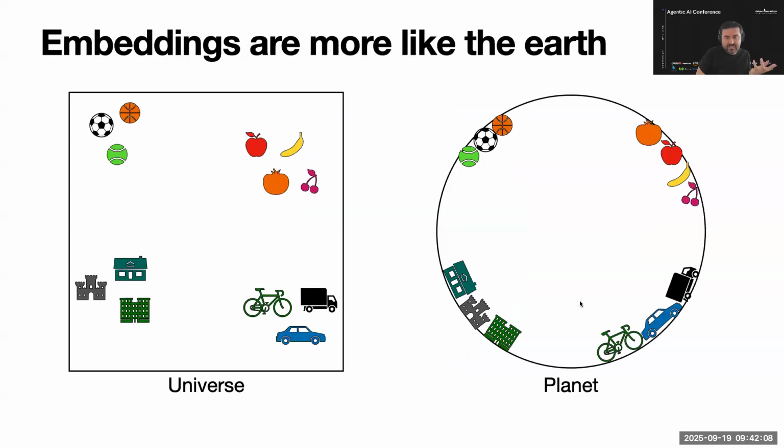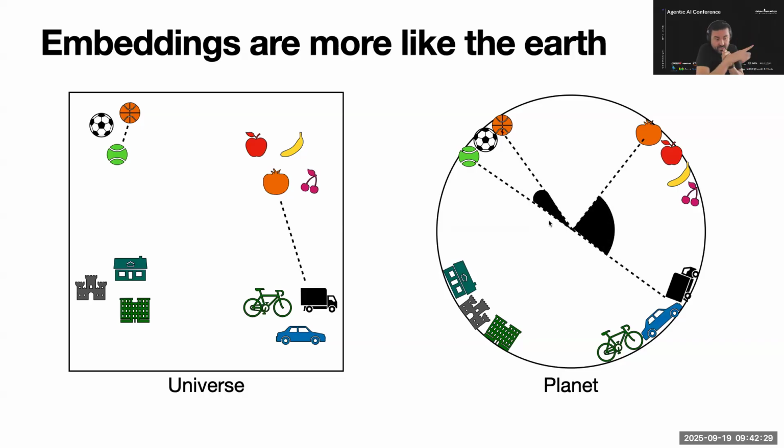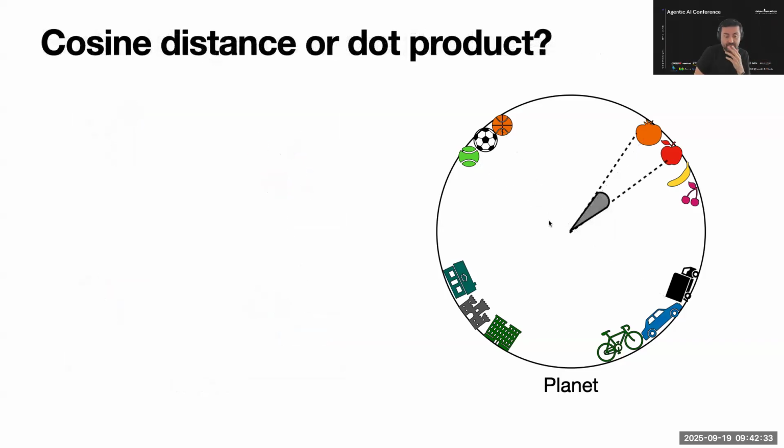And why do we care about angles? Because embeddings are more like the Earth than they are like the universe. This is an exaggeration, right? They're not a sphere, but they are spherical in nature. They have mountains and hills and spikes and valleys, but they are more circular objects in the sense that it's better for me to look at it from the middle and see where things far away point than to look at it from the outside and measure distances.